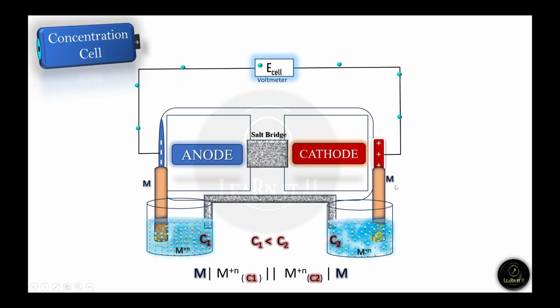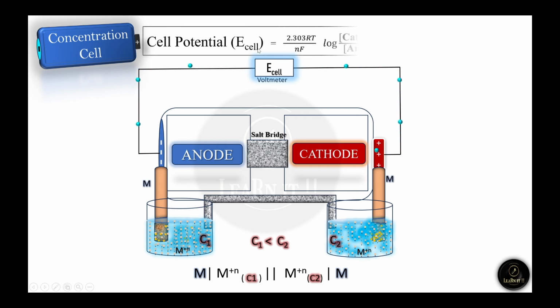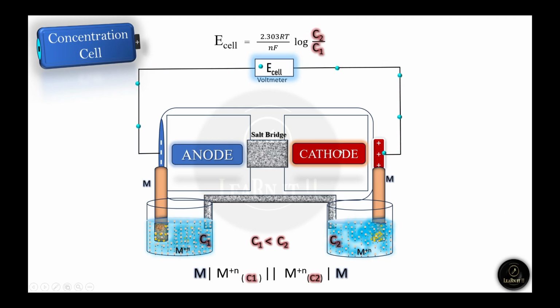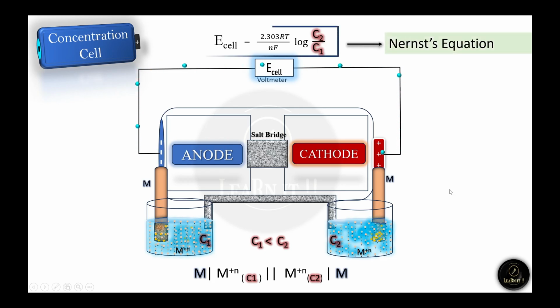Now this represents E of the cell. It is given by the formula: cell potential, or E of cell, is equal to 2.303 RT divided by nF log of concentration of cathode divided by anode. Here E of cell is equal to 2.303 RT divided by nF log of C2 divided by C1. This is called the Nernst equation for the calculation of cell potential in a concentration cell.